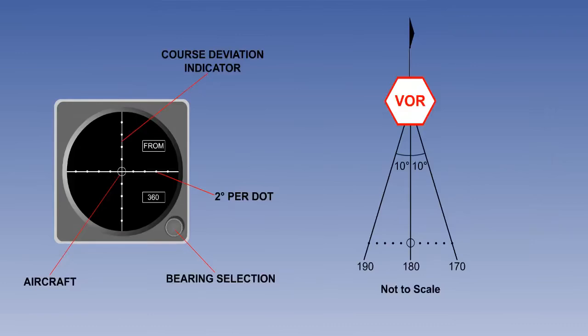When you have selected your radial, and you are within 10 degrees of it, the course deviation bar or needle will tell you where your chosen radial is. The centre of the dial is the aircraft, and the needle is the radial. There are 5 dots either side of the centre. The first dot is a circle. Each dot represents a 2-degree deviation of the aircraft from the radial. Maximum deviation is 10 degrees. Any more and the needle goes off the scale.